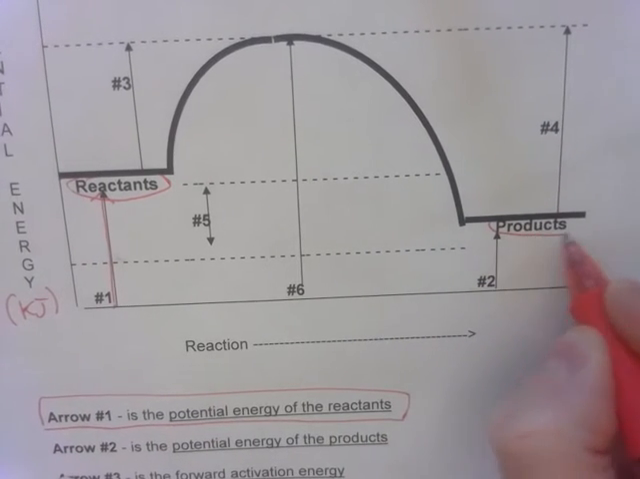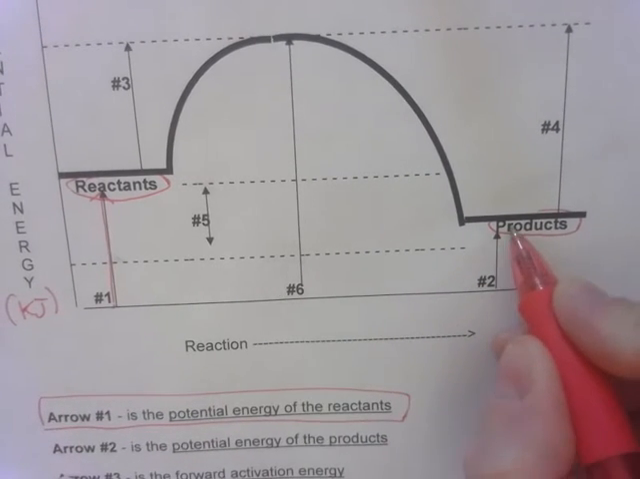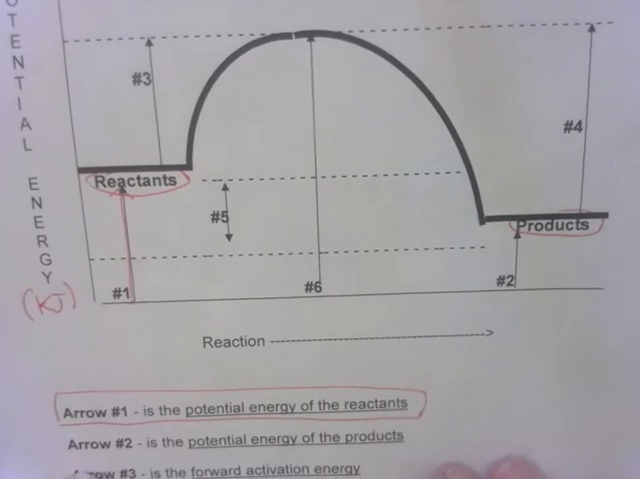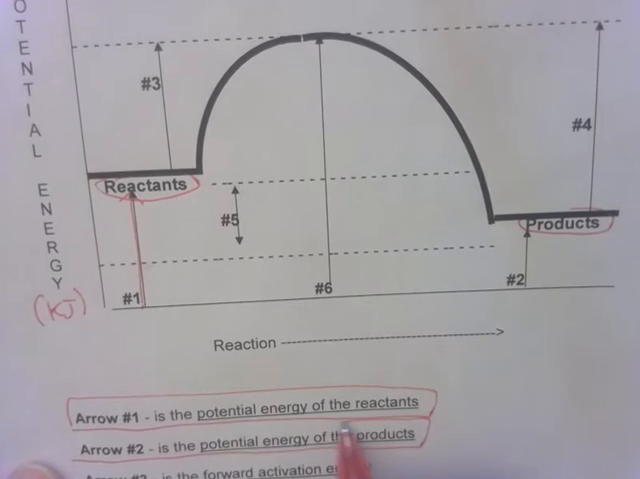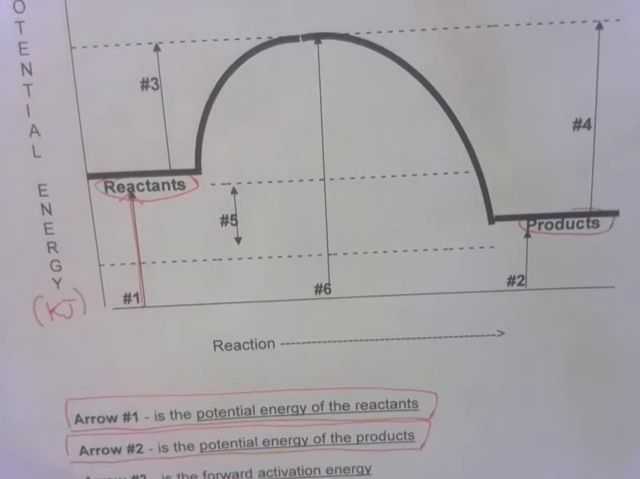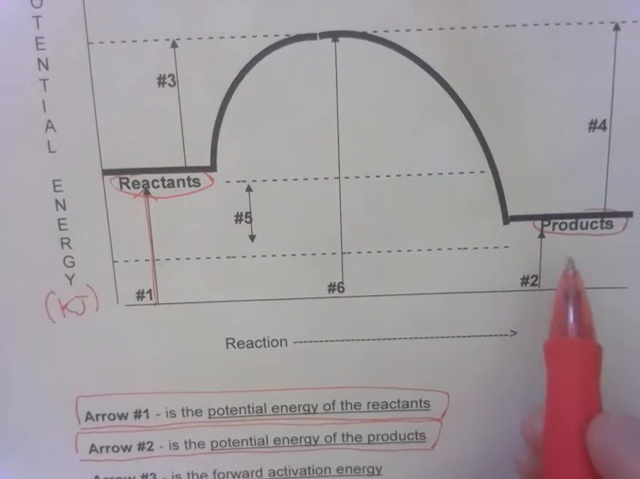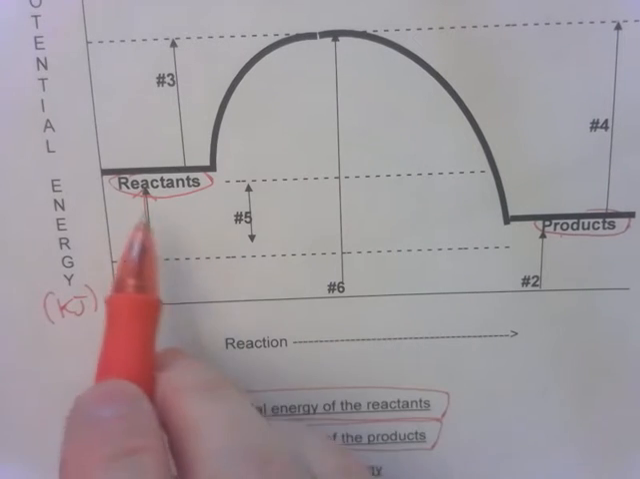Arrow number 2 starts at the bottom here and goes all the way up to the product line. So no surprise, arrow 2 represents the potential energy of the products. And again, as we said earlier, in this example, the products have less energy than the reactants.